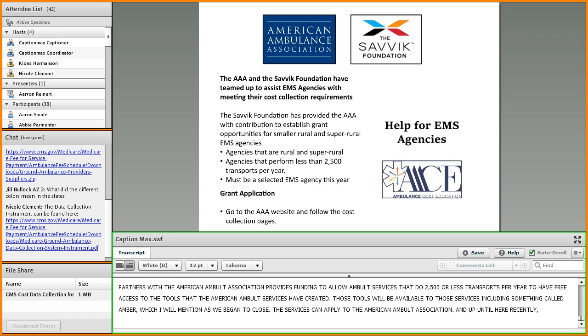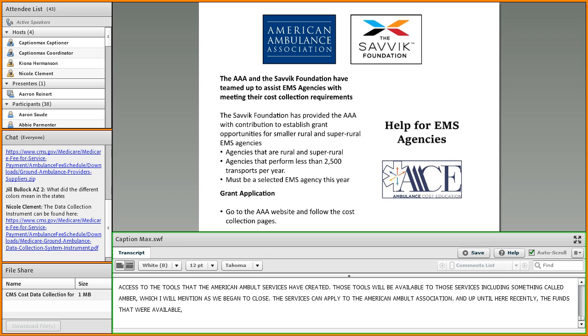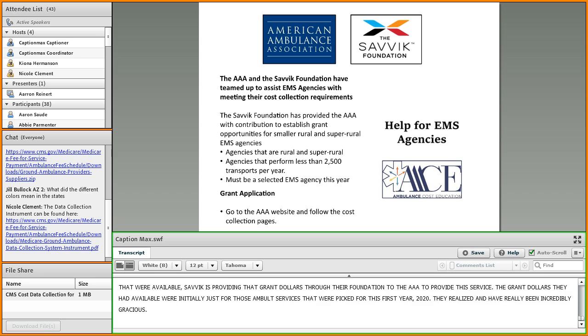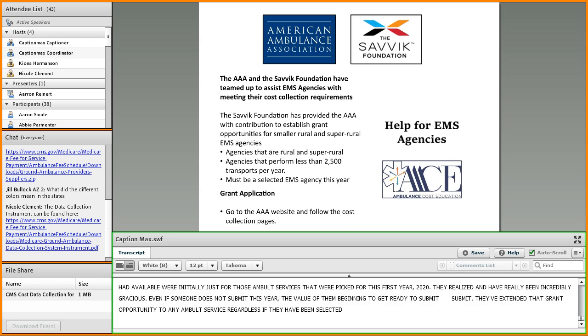They've partnered with the American Ambulance Association to provide funding to allow ambulance services that do 2,500 or fewer transports a year to have free access to the tools that the American Ambulance Association has created. Those tools would be available to those services, including something called AMBER, which I'll mention as we begin to close. The services can apply through the American Ambulance Association, and SAVIC is providing the grant dollars through their foundation to the AAA to provide this service.